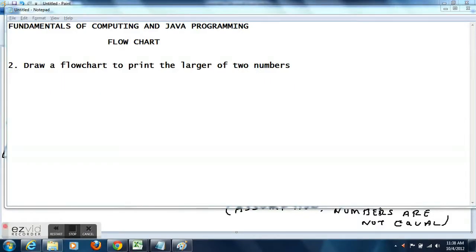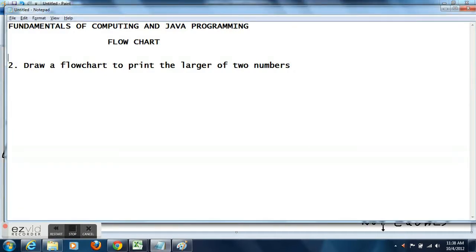This is the second session on flowchart. I am going to explain the second flowchart, that is to print the larger of two numbers. Okay. Now let us go to the flowchart part of it.